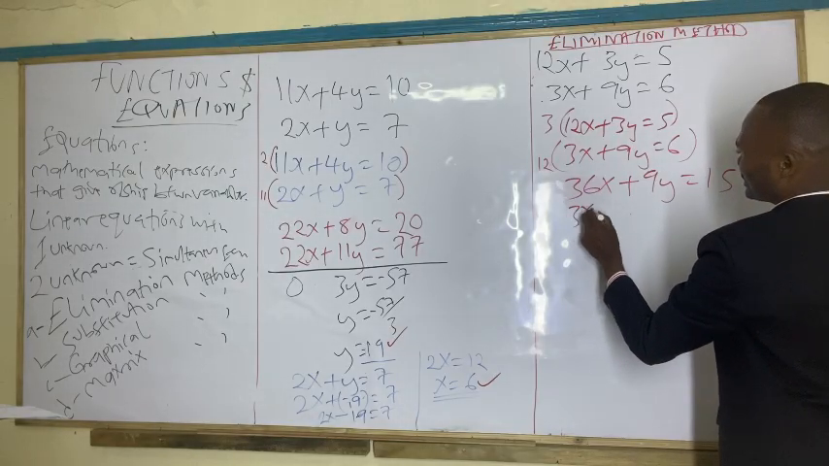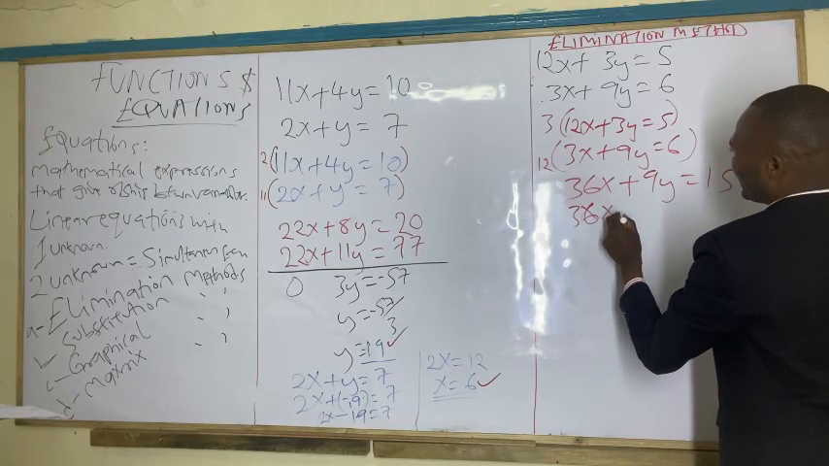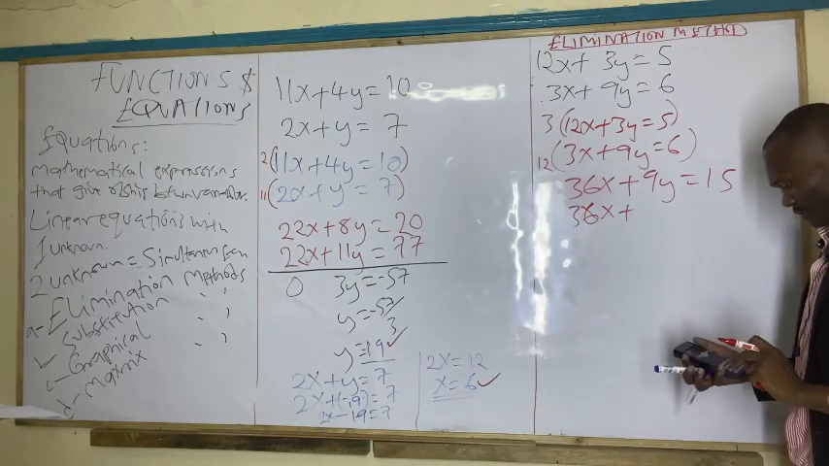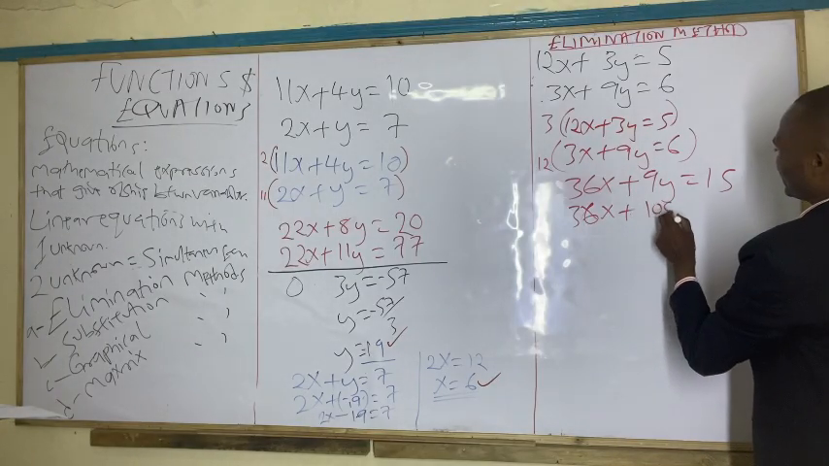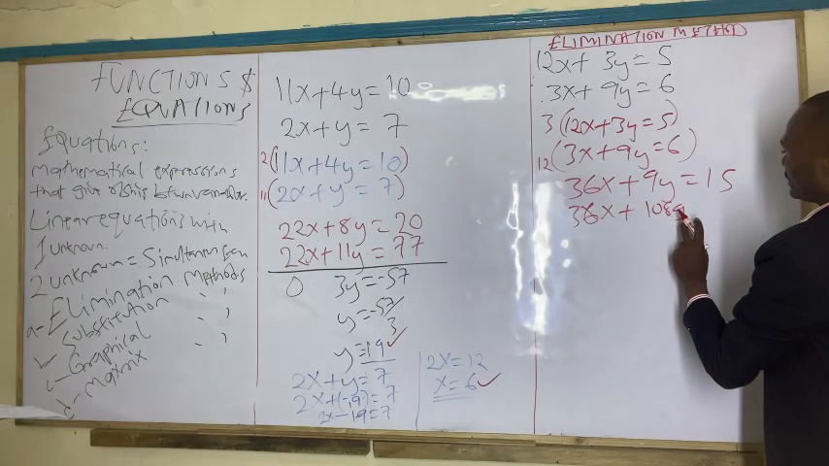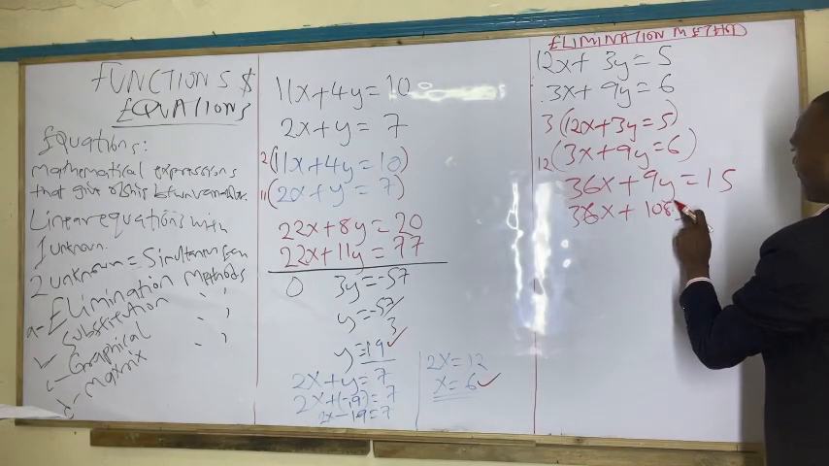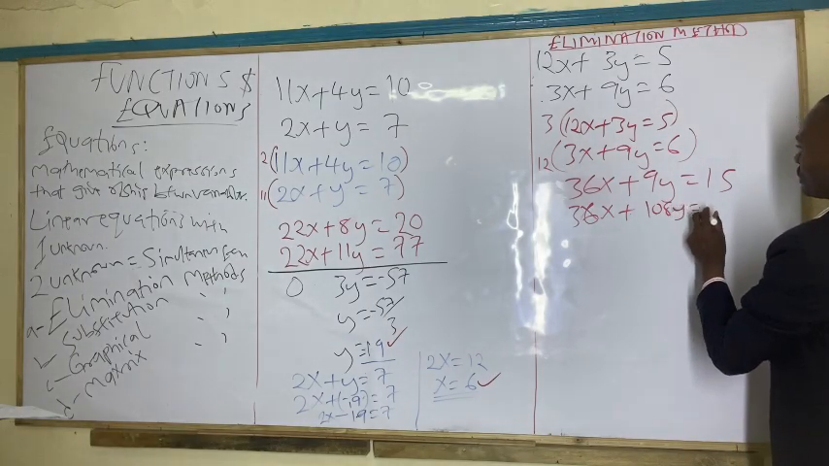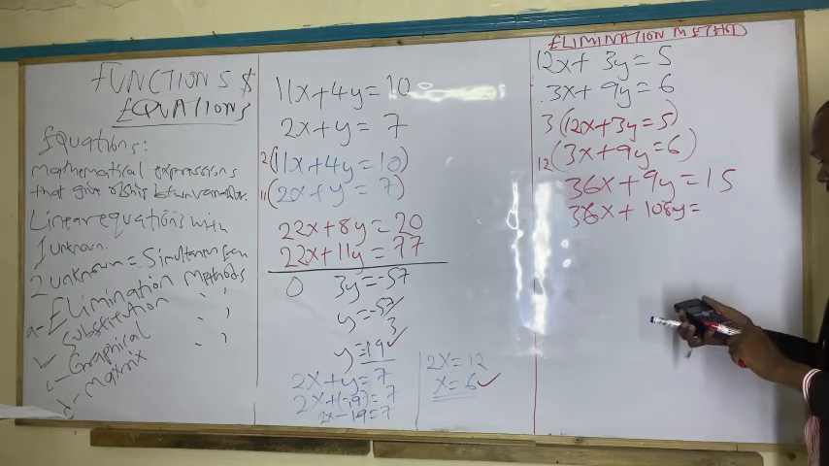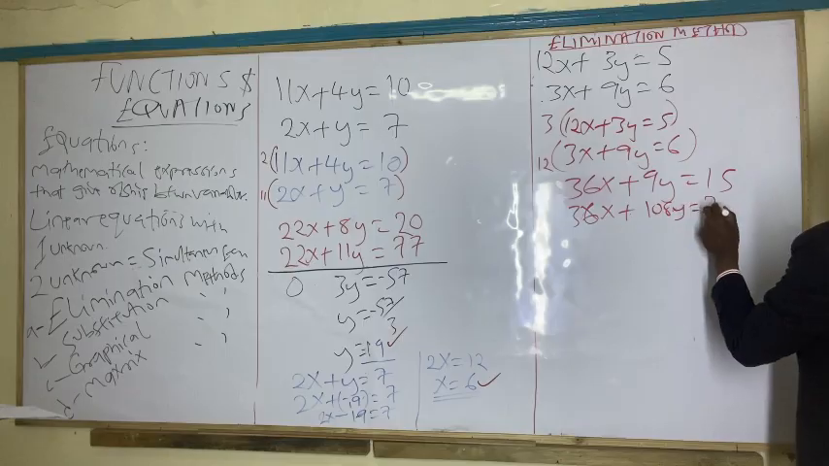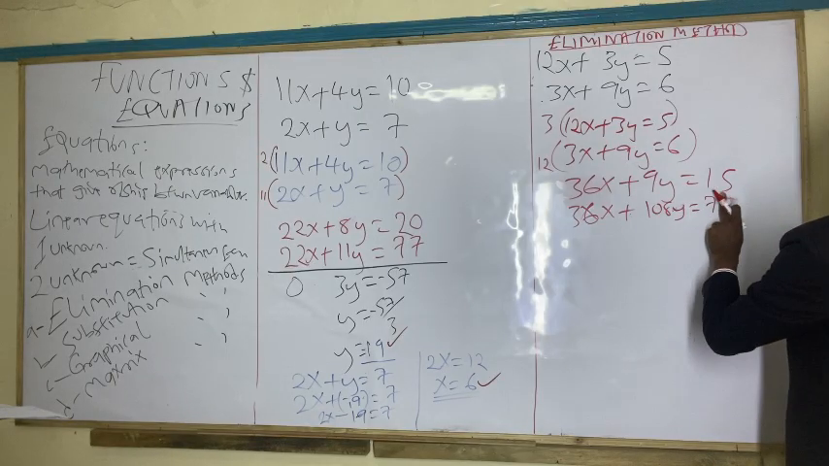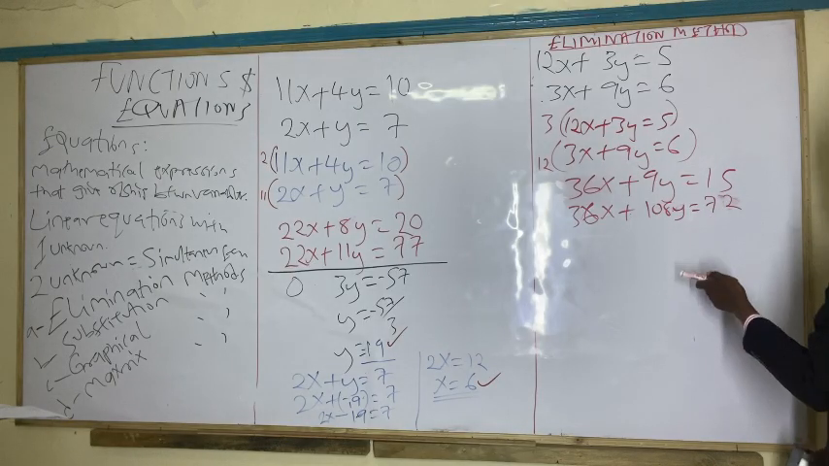Whereas 36x plus 9 times 12. Oh, what times 9? 108y is equals to 12 times 6, 72.